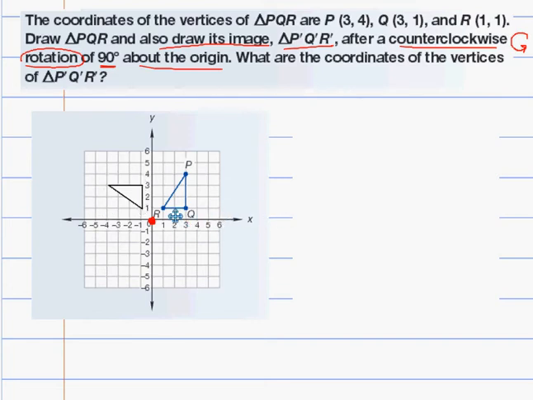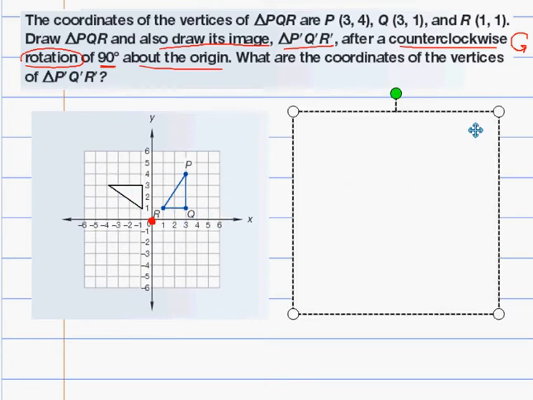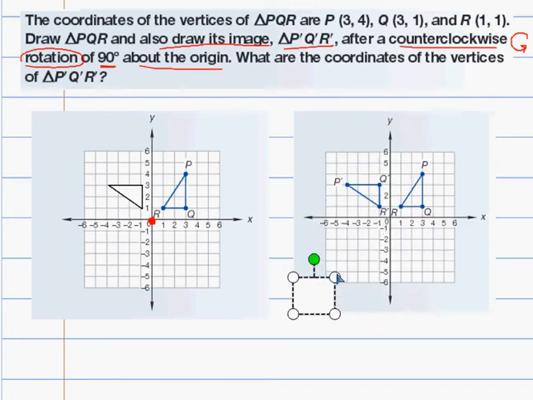These can be kind of tricky to figure out. And then we would label it so it looks like this over here: P prime, Q prime, R prime. Notice that point P goes to this point up here, P prime. These can be kind of tricky.